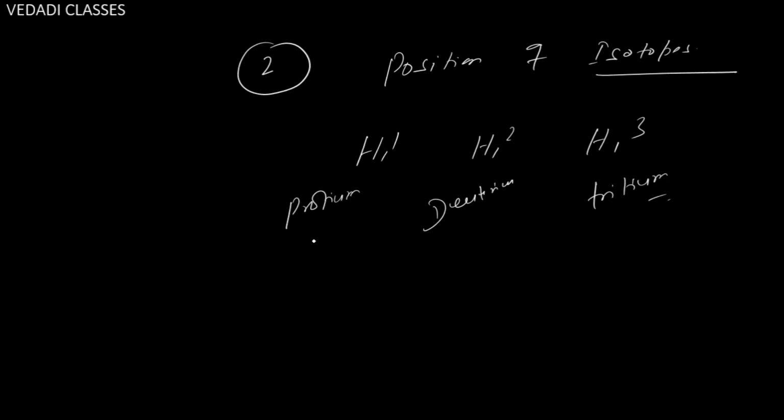Now, all these three have different atomic masses. So they should be classified in different groups according to Mendeleev, because he classified on the basis of atomic weight. If the atomic weight is different, then it should be classified in a different group. But he did not give any such provision, so he classified all the isotopes in the same group. So this is a drawback of Mendeleev.